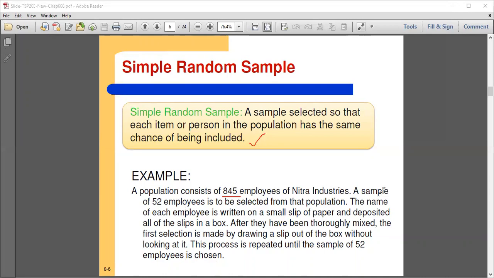So in this given information, they are going to select a sample of 52 employees, but the population is 845. So they will draw 52 slips randomly without looking at them. This procedure is called simple random sampling. So let's move on to the next slide.